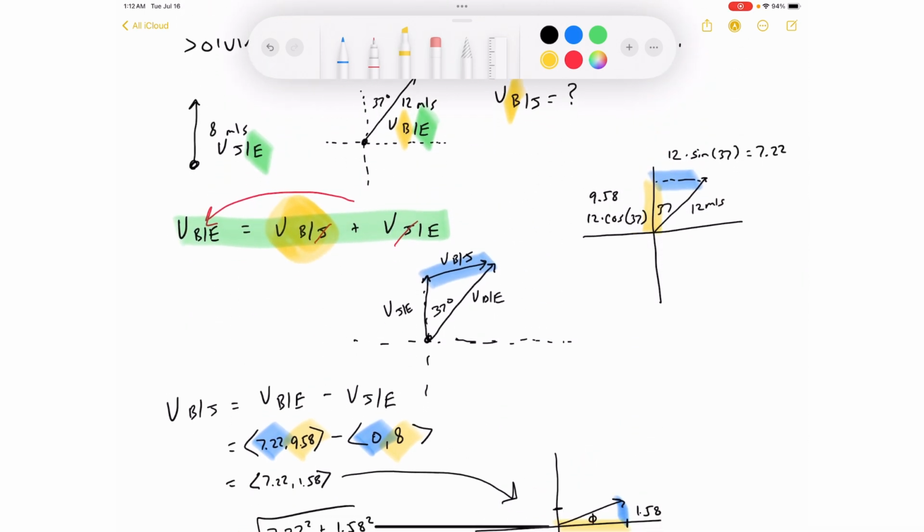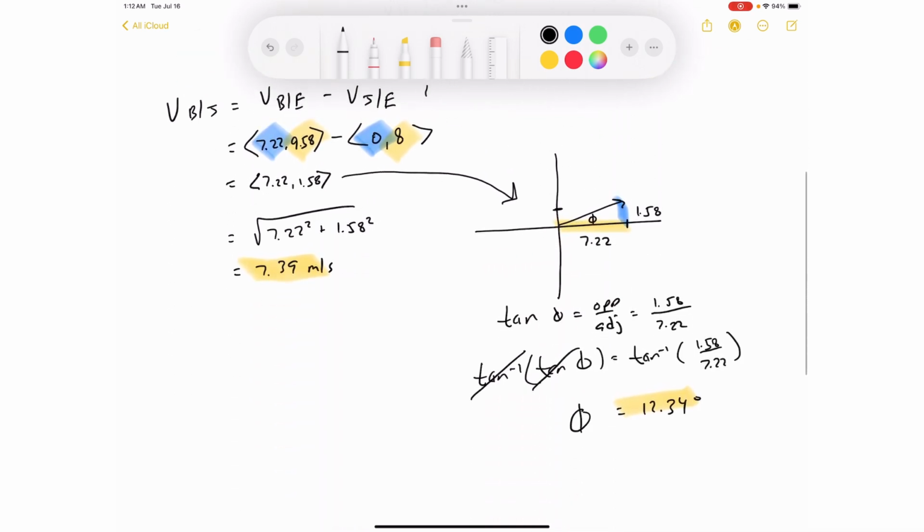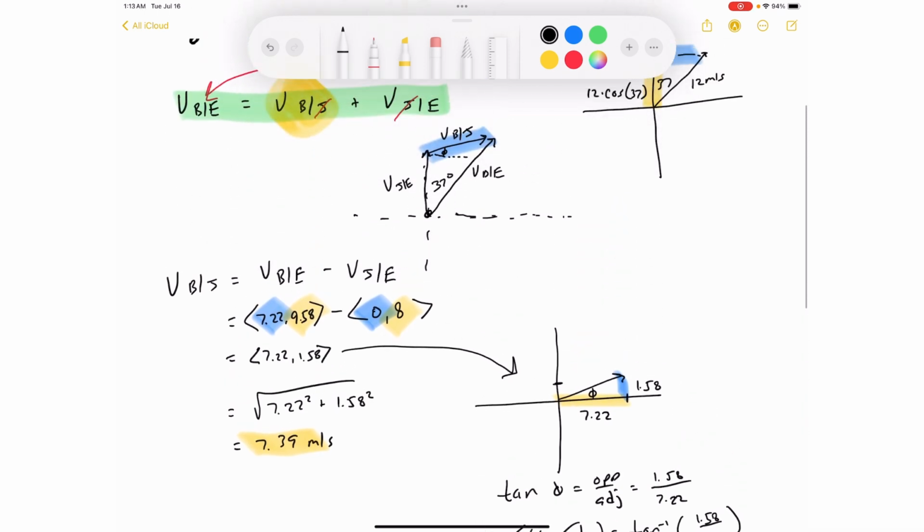So it's like 12.34 degrees north of east. So you're mostly going east, and then you go north a little bit. And how far north are you going? Well, 12.34 degrees. You could draw a little line here if you wanted, and put phi here, where that phi is 12.34 degrees. So the length of that arrow, its velocity, once again, is 7.39 meters per second at 12.34 degrees.